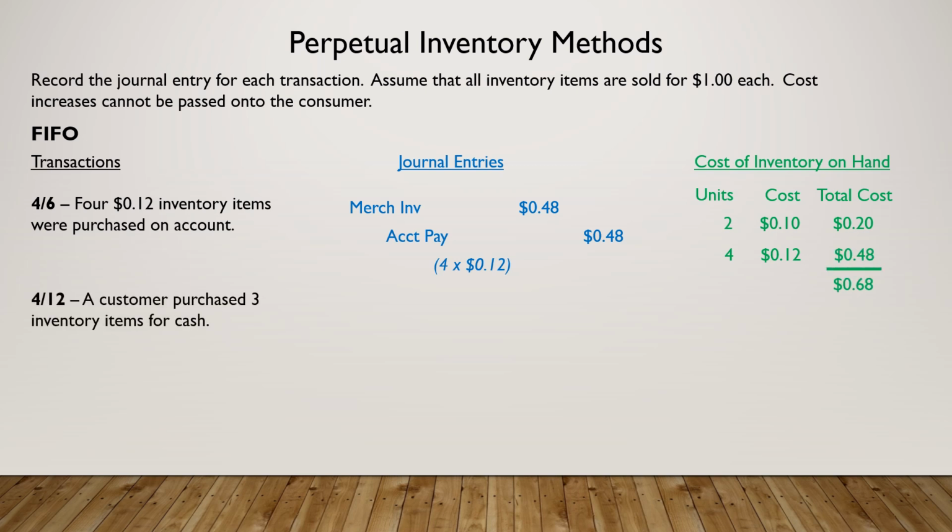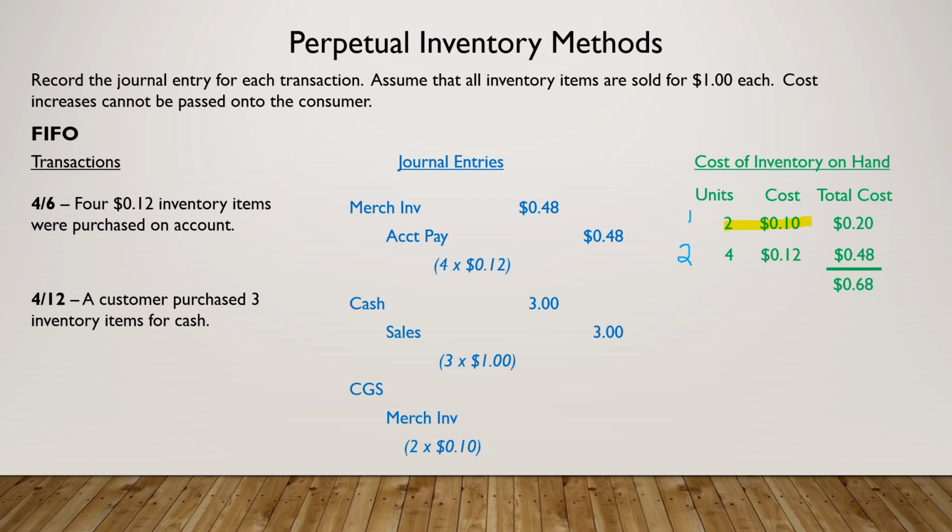On April 12th, the sale of 3 items for cash will have the same entry for the recognition of revenue. However, the entry to expense merchandise inventory will show the impact of the FIFO method. First in, first out means that we fill out our cost of sales by pulling from the oldest layer of inventory first and work forward towards more recent purchases. The oldest layer of 10-cent items only has 2 units in it, so those will be put in the entry's amount.